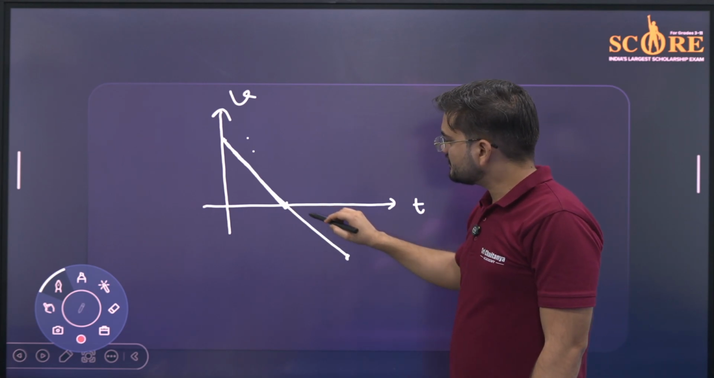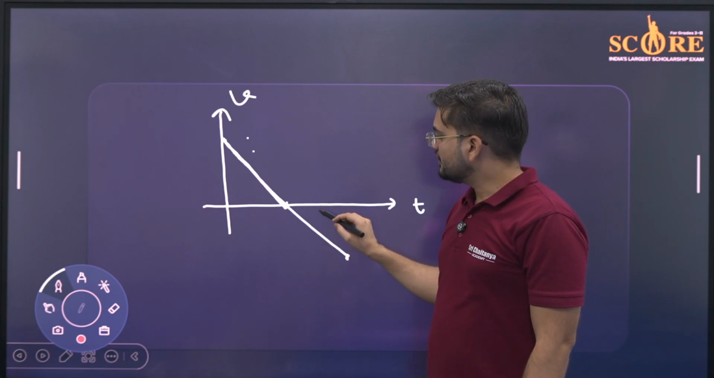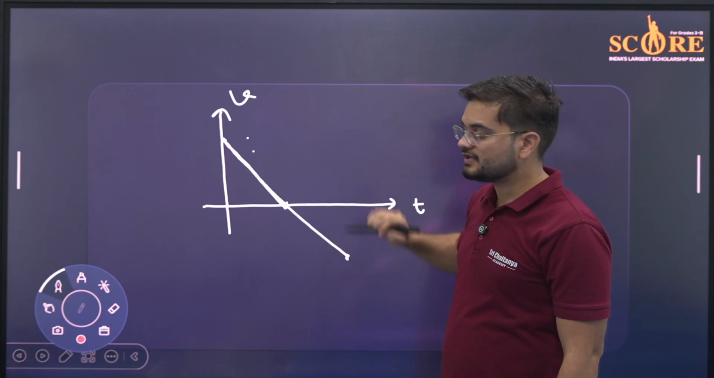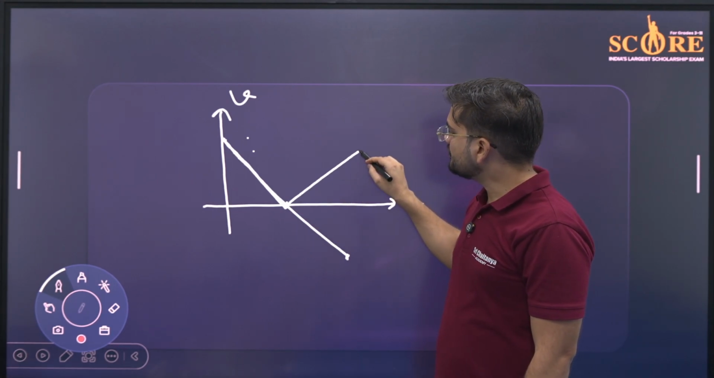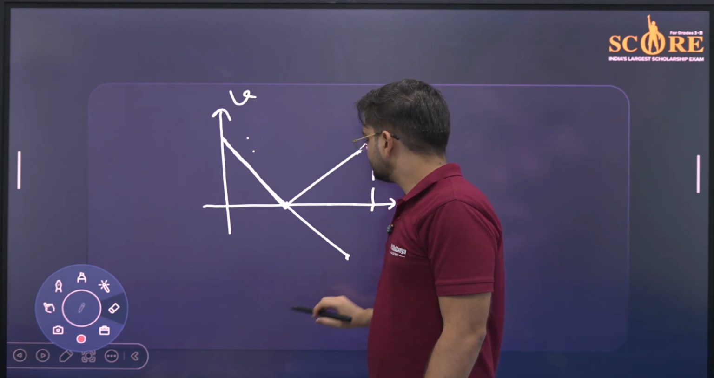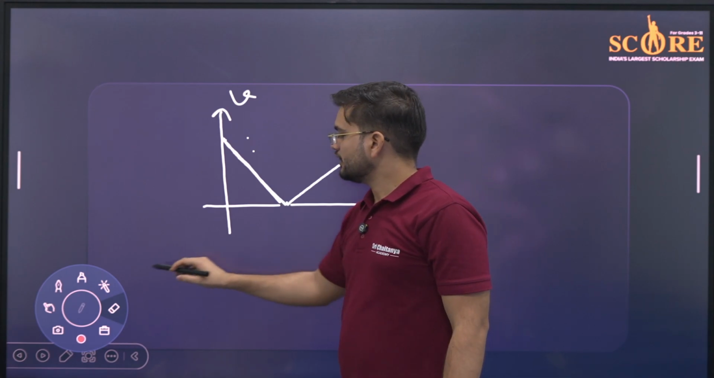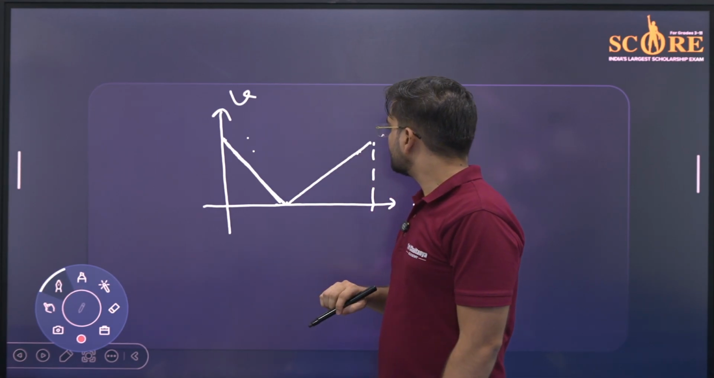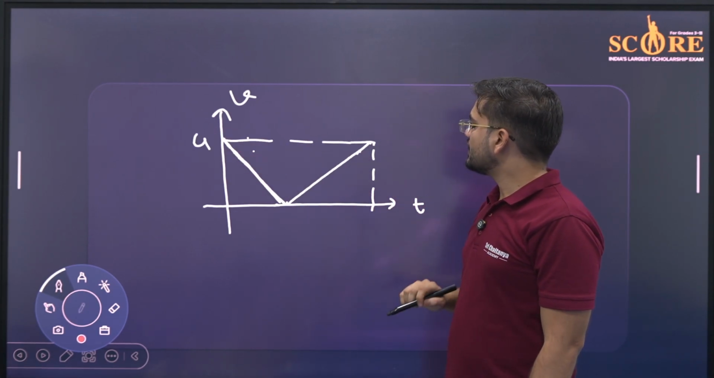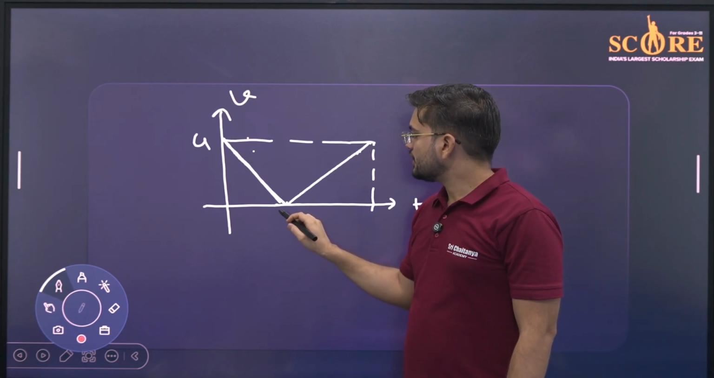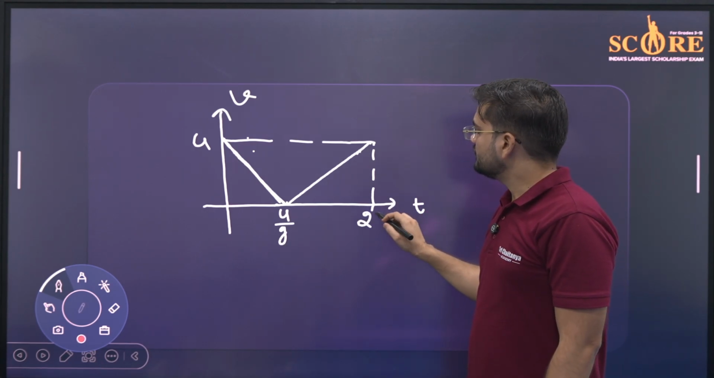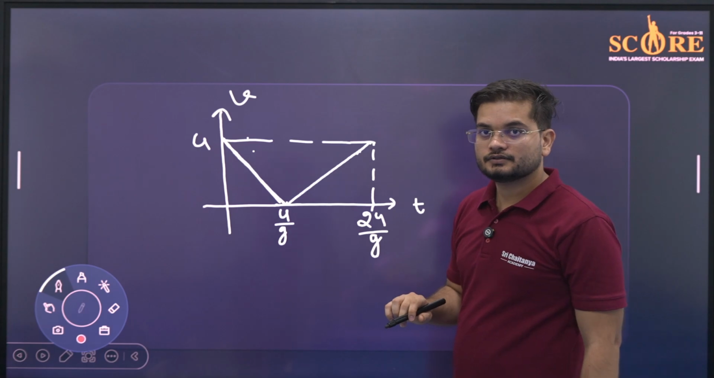Now at this point, as velocity becomes negative, if velocity is -2 then speed will be +2, if velocity is -3 then speed will be +3. So by using this concept we can draw the speed versus time graph. It will be like this. Clear? Initial speed u and final speed will also be u, and time at the highest point is u by g, and it will be 2u by g. Clear?